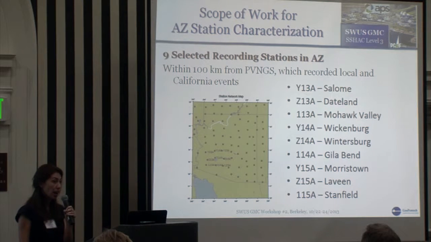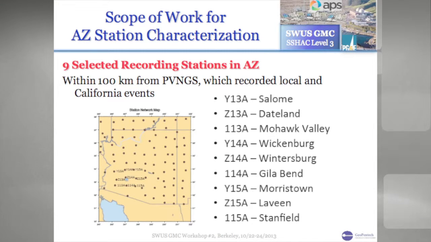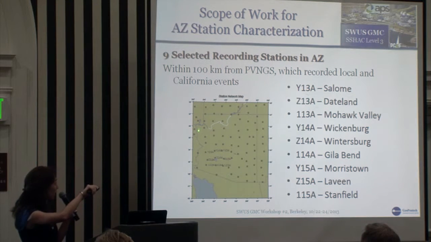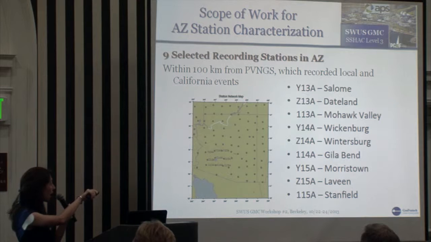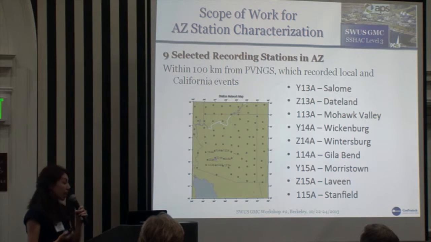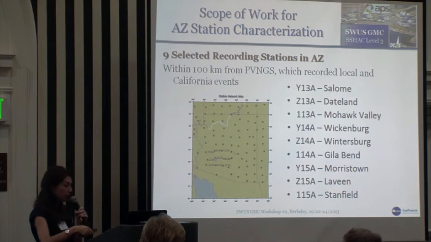Tentatively we have 9 stations that are all within 100 kilometers of Palo Verde. Olga maybe is going to show afterwards the distribution of the stations. We have further stations up here that were utilized to constrain path effects north of the Salton Trough. If time and budget allow, maybe we can expand the scope of work, but that needs to be refined. So for now, we are concentrating on these 9 stations.